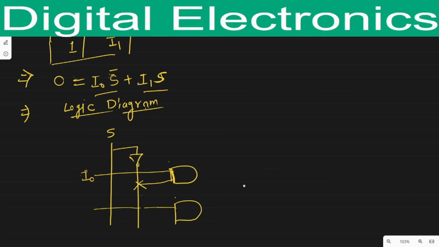Okay, so here I am connecting I naught. In the second AND gate, one input is I1 and the other input is S, so I am connecting here. Now these two minterms are connected with plus sign, so to add these we need OR gate. So this one is the OR gate. It will provide us output O. So this one is all about 2 cross 1 mux. Thank you.